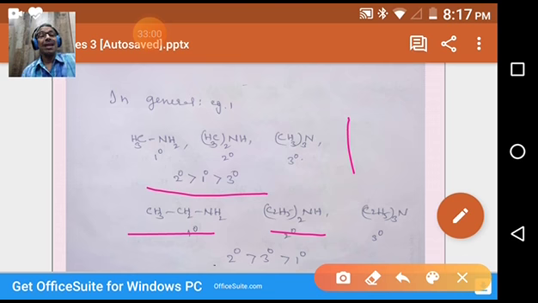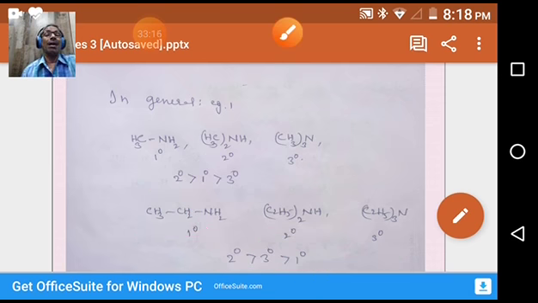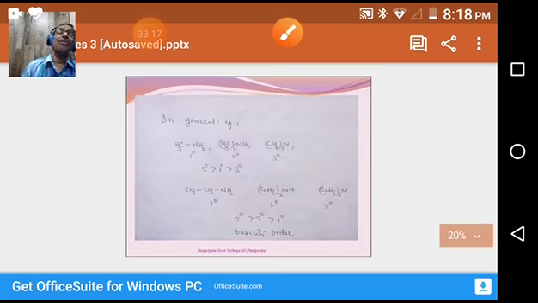So this is the order. Secondary is more. In both cases, secondary is more. But in this case, tertiary is a stronger base than primary. In this case, primary is stronger than tertiary. So in both cases, secondary is the stronger base. This is the basicity of amines.